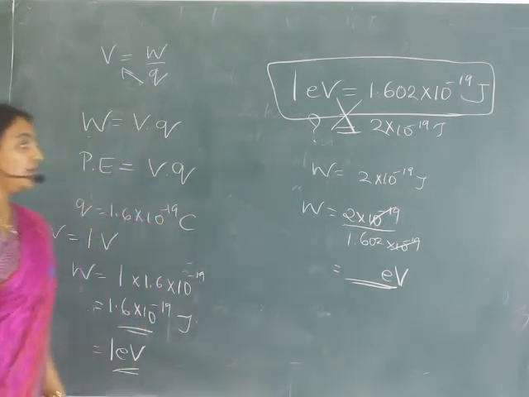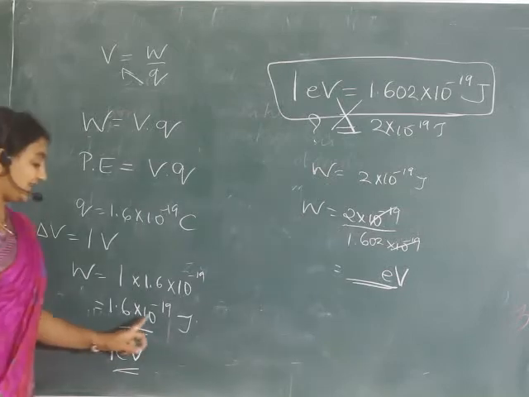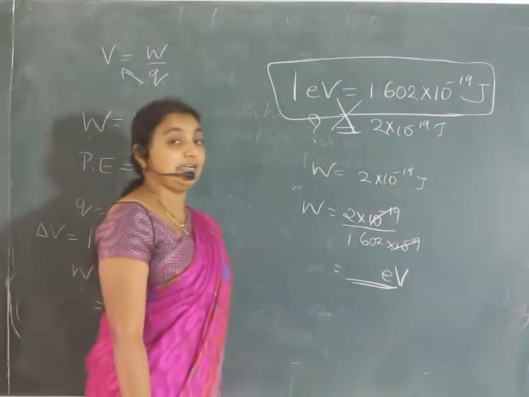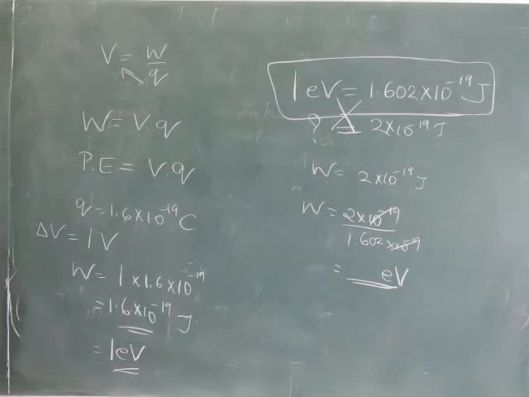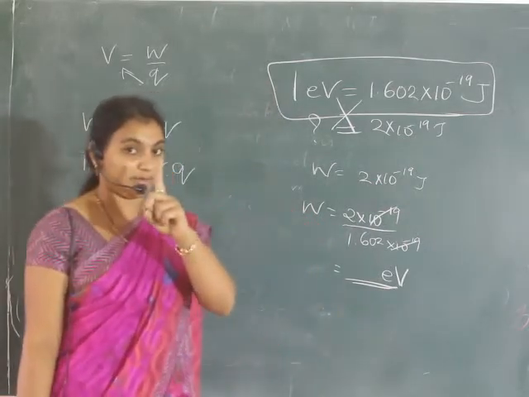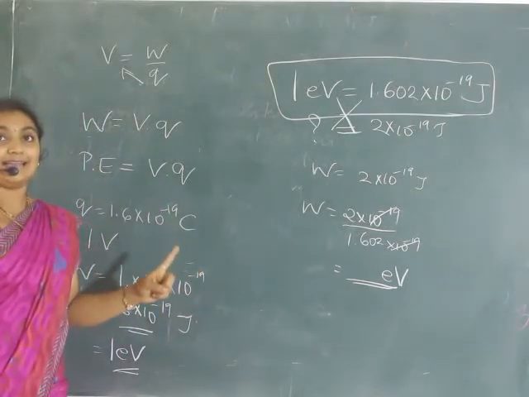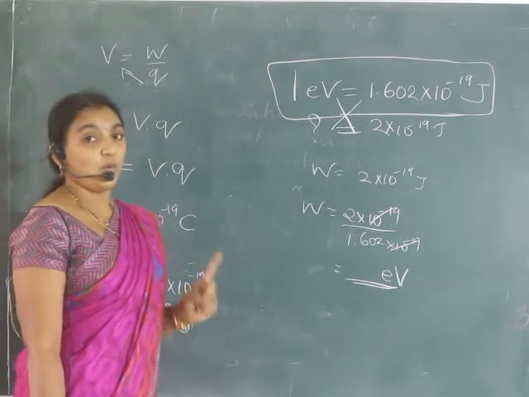That's all. Okay, so I can say 1 electron volt. Or if the question is asked, define 1 electron volt, how can you define 1 electron volt? 1 electron volt is the energy gained by an electron when it is accelerated through a potential difference of 1 volt. Very, very important definition for 1 mark. So what is 1 electron volt? It is the energy gained by an electron when it is accelerated through a potential difference of 1 volt.